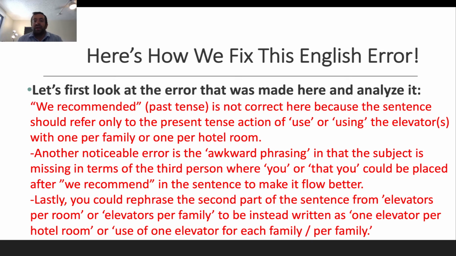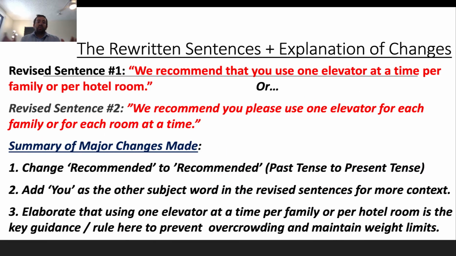Let's see how it looks now. So we have 2 revised sentences, so you could choose which one you would prefer, but I think they're both grammatically correct now. So we've changed them. So number 1 is, we recommend that you use one elevator at a time, per family or per hotel room. Clean, simple. We recommend, present action, that you use, for the subject, one elevator at a time, right? We don't encourage 2 elevators per family or 2 elevators per room. One elevator at a time, per family or per hotel room.